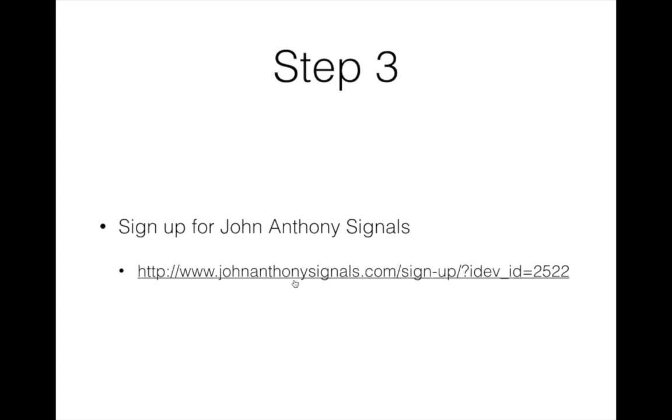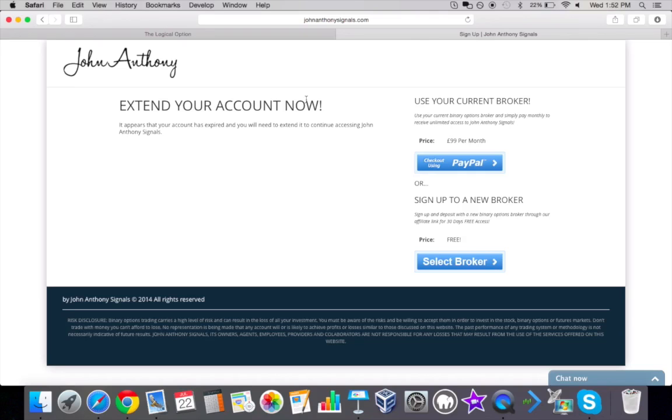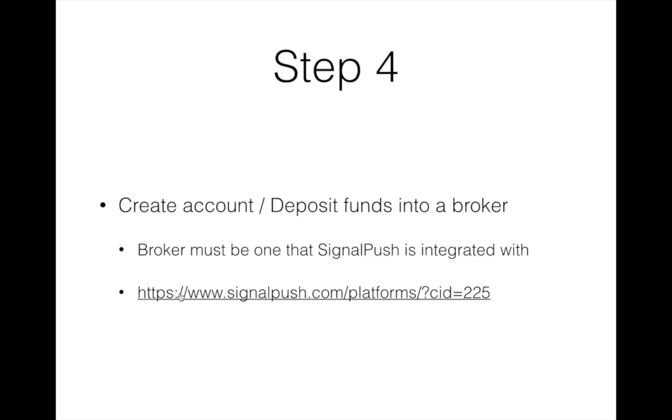The next step is to sign up for John Anthony signals. You can follow the link here, which is also displayed in the description below. This link will take you to the John Anthony sign up page, where you can purchase the monthly subscription using your PayPal account. So the next step is to create your broker account and deposit funds if you don't already have a broker account that you're using.